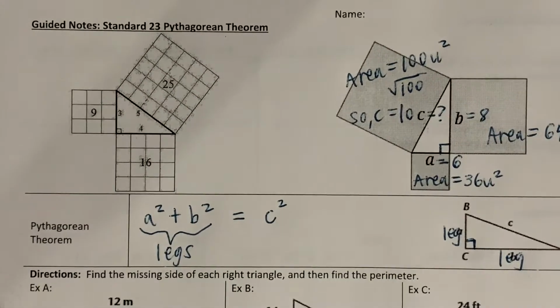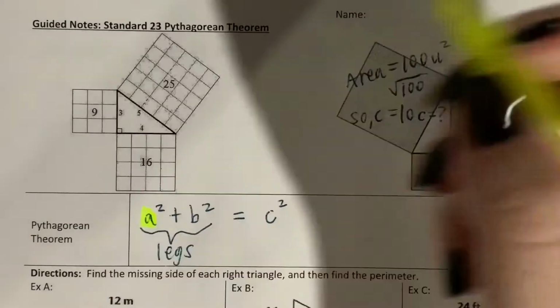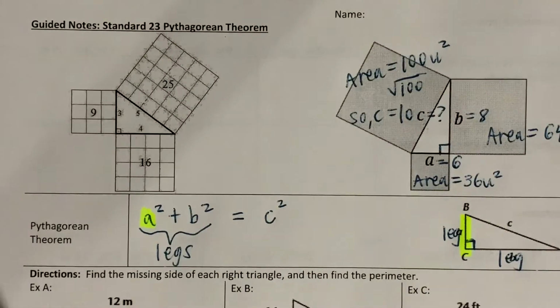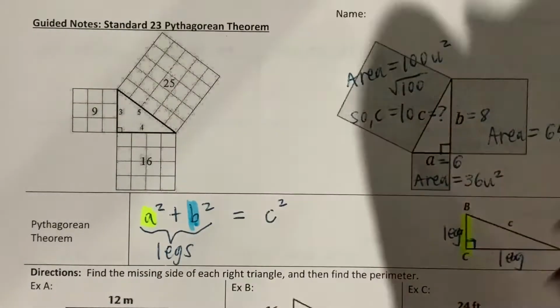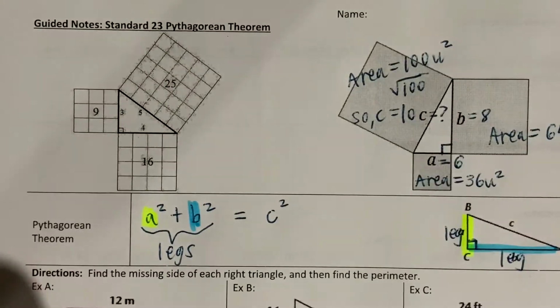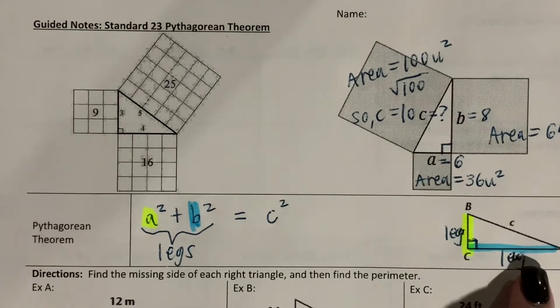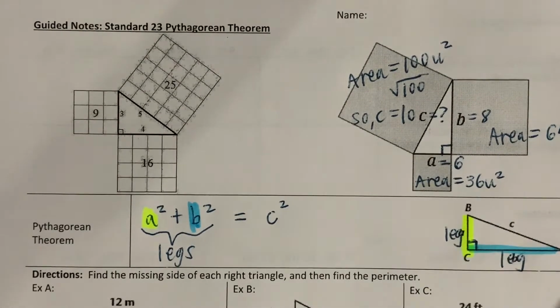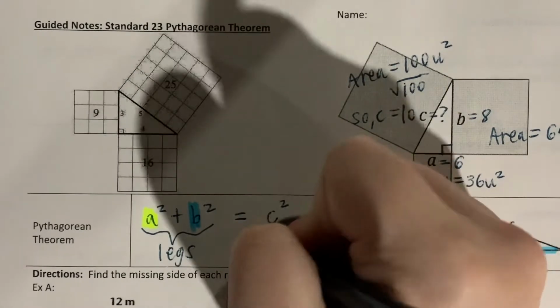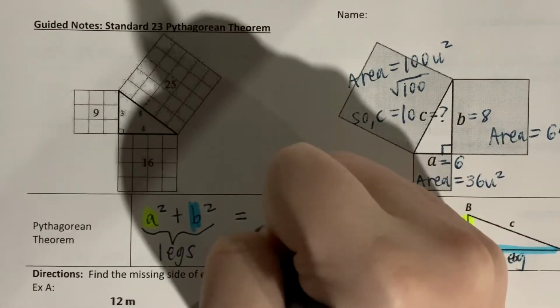Those have to be the legs. So here I can say A is a leg and B is a leg, formed by my right angle. And then the longest side, or the side that is across from your right angle, this is something called the hypotenuse.